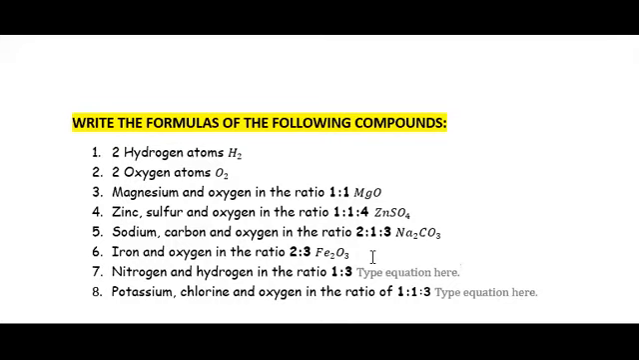Let's ask Mo to help us do this one. Mo, I'm only asking you because you're quiet. Well done. Yeah. Here we go. NH3. Okay, the next one. Potassium, chlorine, and oxygen in the ratio 1:1:3. Sibu, you can help me answer this one on the chat.